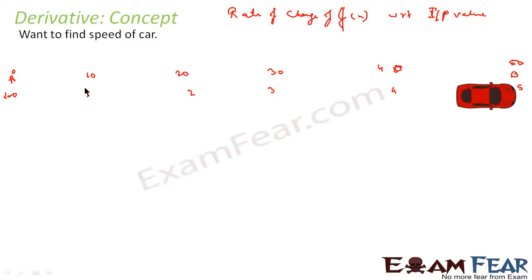Now I want to find the speed of the car. If I say this is the distance and this is the time, then in this distance-time graph I can say this is a function. I have a function where I give time as an input, and what I get is distance. Correct? For example, if I give f of 0, at t is equal to 0, the value was 0.